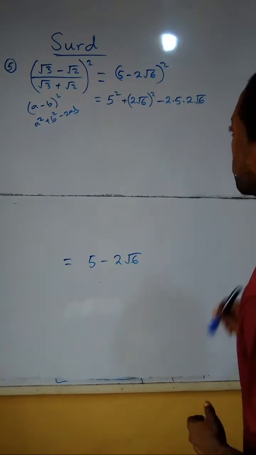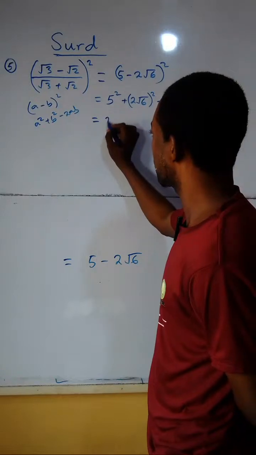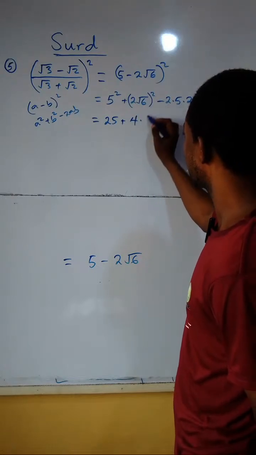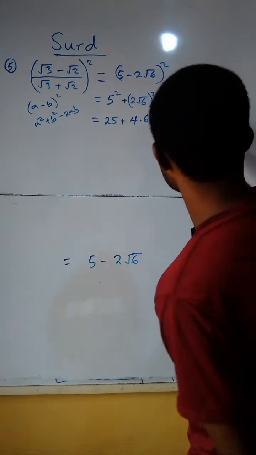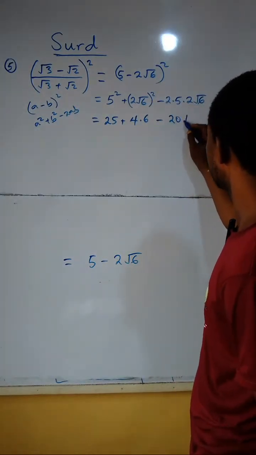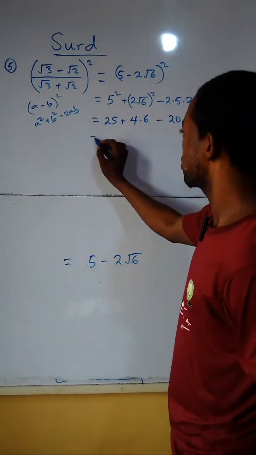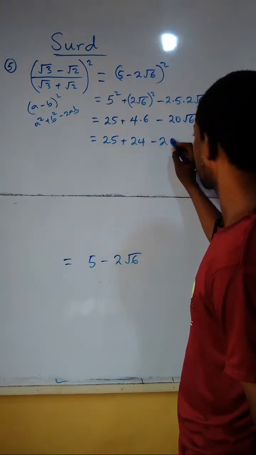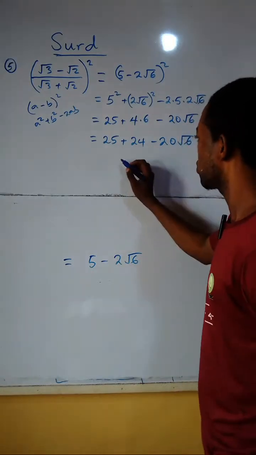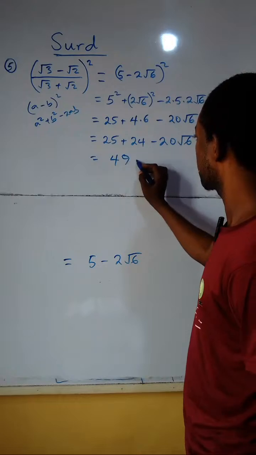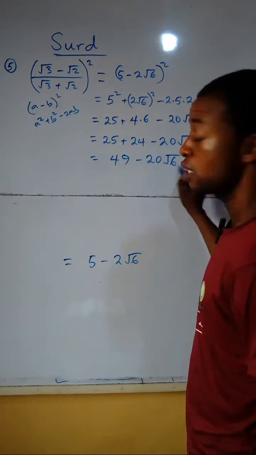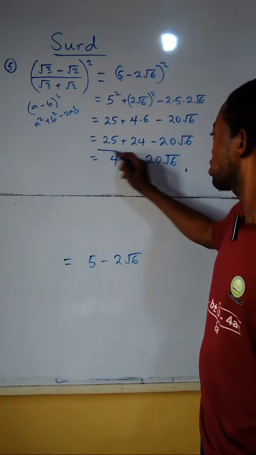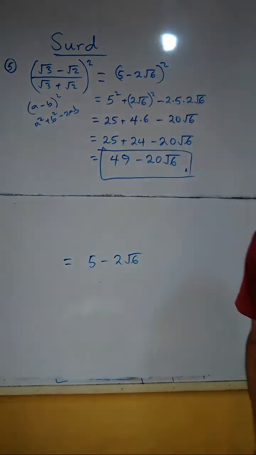Okay, so here 5 squared, 5 times 5, that's 25, then plus 2 will be affected by the square, that's 4, times root 6 squared, that's 6, then minus 2 times 5, that's 10, times 2, that's 20, so we have 20 root 6 here. Then this is equal to 25 plus 4 times 6, that's 24, then minus 20 root 6, and 25 plus 24, here we have 49 minus 20 root 6. So that's simply the solution to this particular problem: 49 minus 20 root 6.